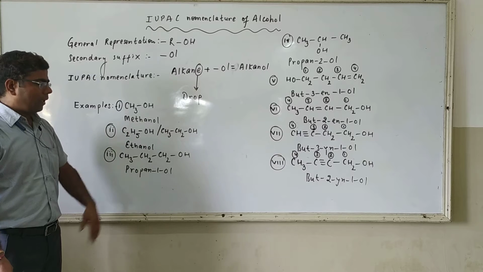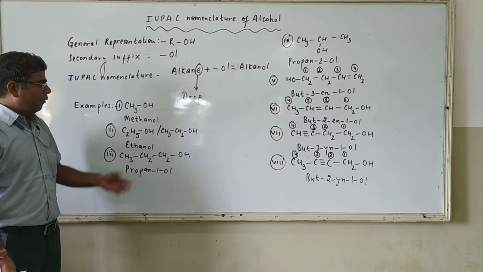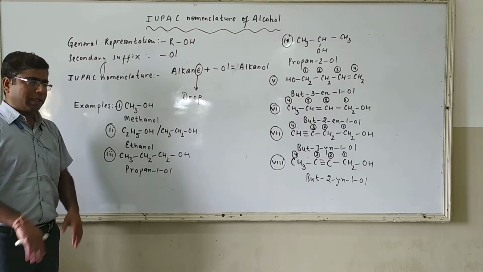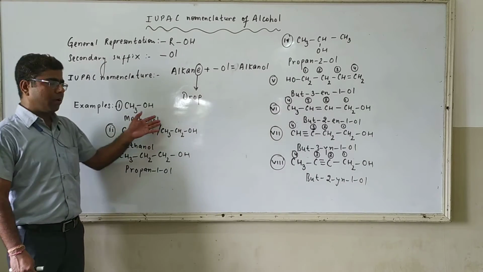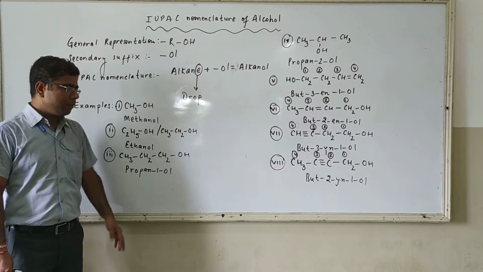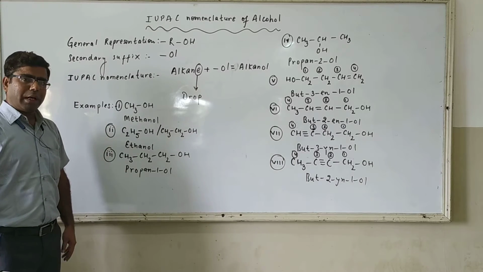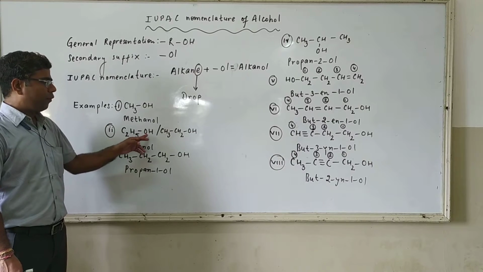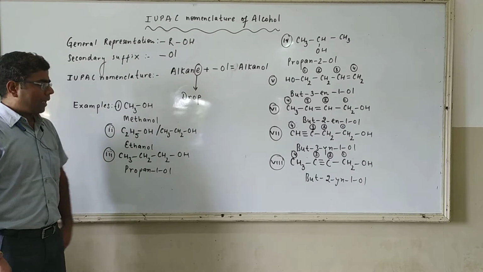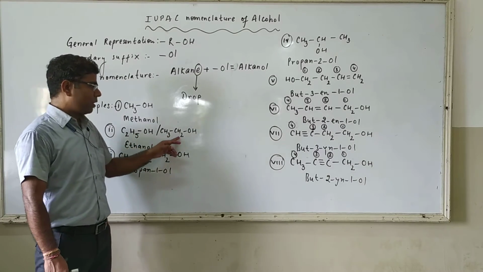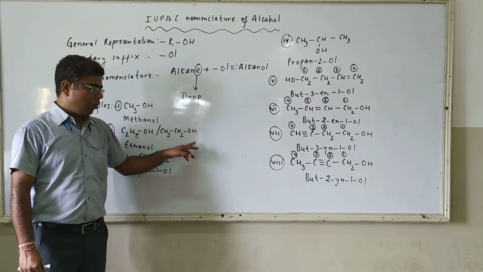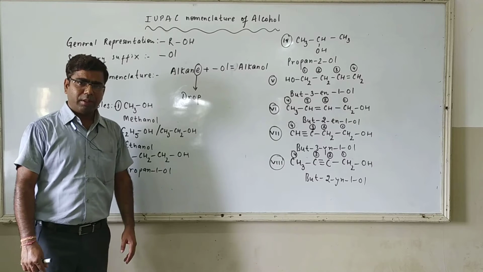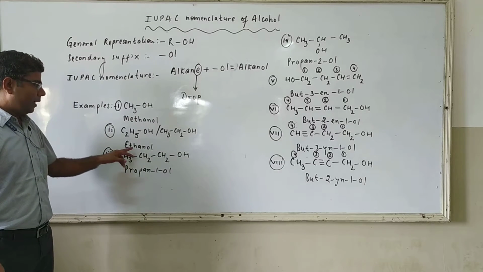Now move to the next higher member. We have to increase one more carbon atom. If we increase one more carbon atom, then we will get the next higher member of the alcohol having two carbon atoms. So the alcohol with two carbon atoms can be represented as C2H5OH, or it can be written as CH3CH2OH. Now, because two carbon atoms are there, the alk part will be eth, so the compound is named ethanol.